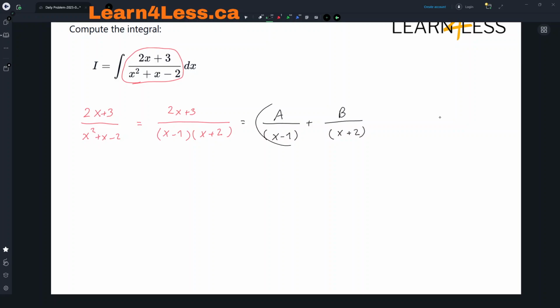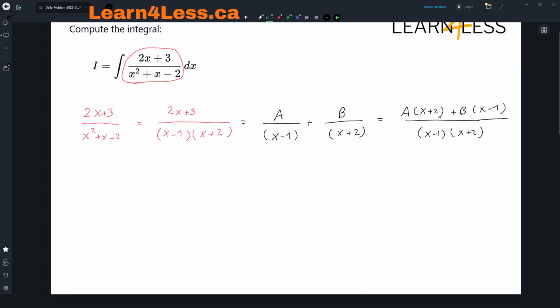So to do that, now let's just combine these two. Let's add them with each other. Again, the common denominator here would be x minus 1 times x plus 2. And for the numerator, because the denominator is multiplied by x plus 2, the numerator also has to be multiplied by x plus 2. So it would be A times x plus 2. And for this numerator, the same thing. The denominator is multiplied by x minus 1, so this numerator has to also be multiplied by x minus 1. So overall, it would be B times x minus 1.